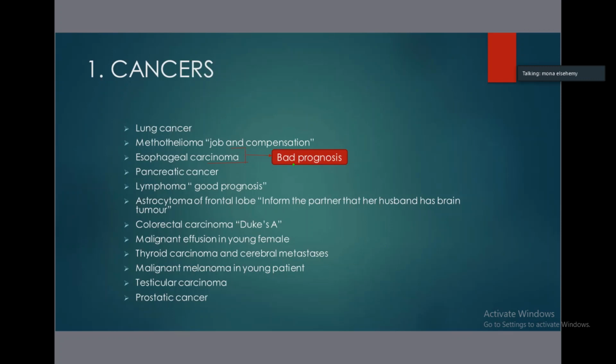Hello. Doctor, I want to respond to the frontal astrocytoma. Why hospice care? Why is he a candidate for hospice care?